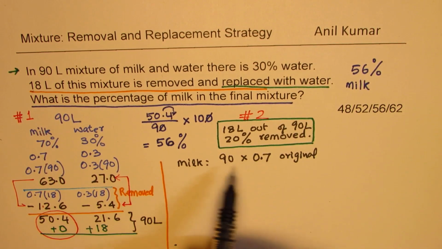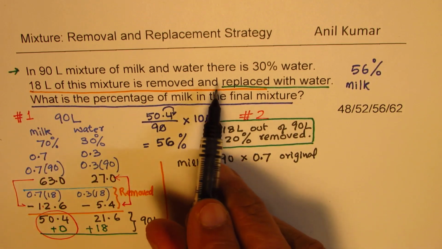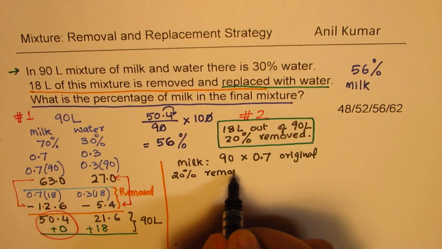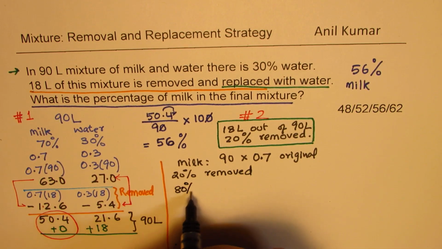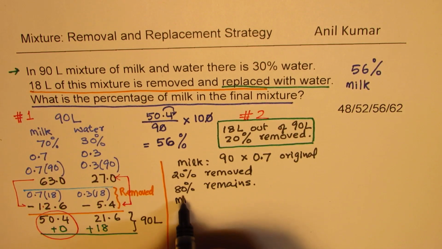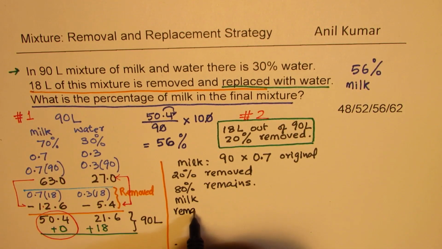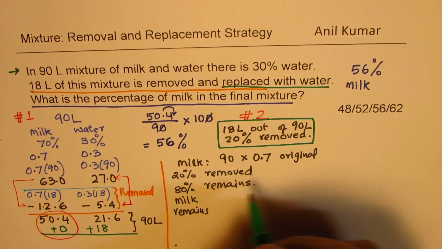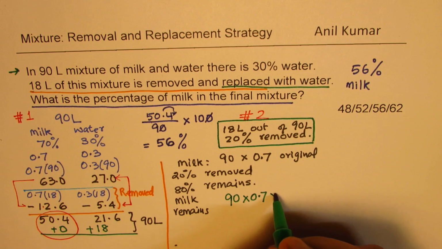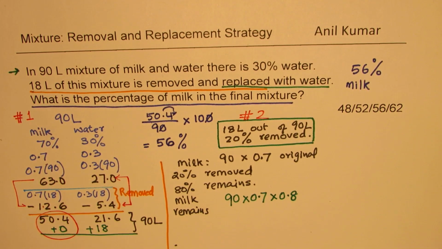Now look here, you don't have to multiply now. After removing 18 liters, so when 20% is removed, it means 80% remains. So milk remains how much? Milk remains, we had 90 times 0.7, and 80% remains, meaning 0.8. Do you see that? So much milk remains.